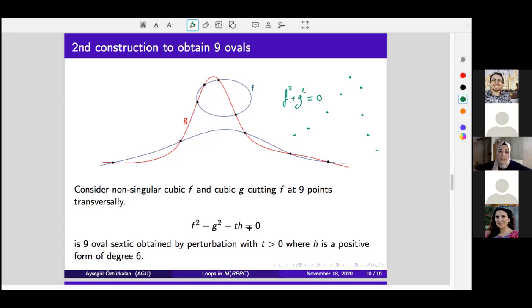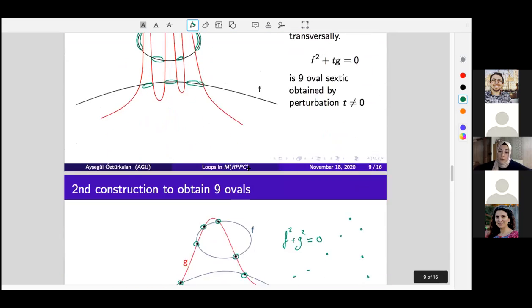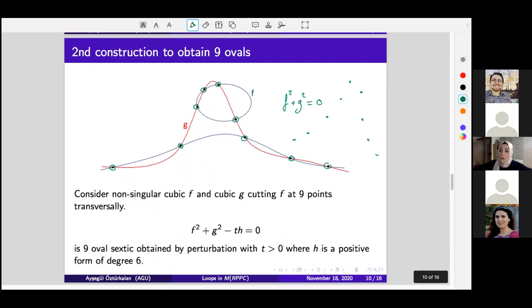But when you say minus TH, where H is a positive form of degree 6, and for positive T, we will get something like that. Here, these points perturb to ovals. Okay, so in this way, we will obtain 9 ovals. Indeed, these two constructions are two different ways to get 9 ovals. However, I will choose this one to continue.